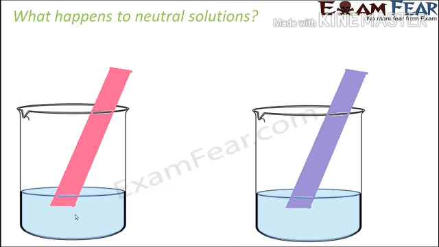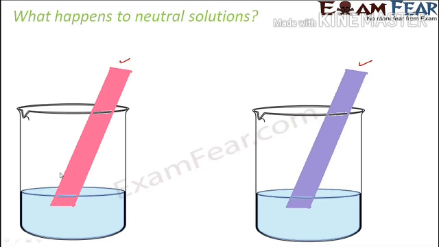Now, one very important thing to be noted here, that whenever you have to test whether a solution is neutral or not, you have to perform the test with both red litmus paper as well as blue litmus paper. Because if you are only using red litmus paper and the color doesn't change, there are two possibilities. One is maybe the solution is acidic, because in acidic solution also the red litmus paper will not change its color, or the solution is neutral.